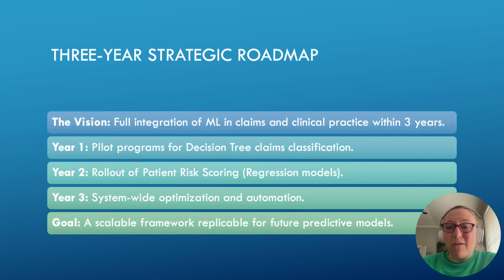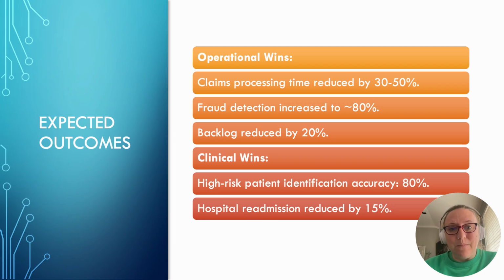This is not just a one-off project. It is a 3-year transformation. I expect full integration within a 3-year timeframe. We'll start by piloting the claims classification models to build trust, and by year 3, we aim to have a scalable framework that automates the majority of routine tasks, resulting in measurable cost savings and improved member outcomes.